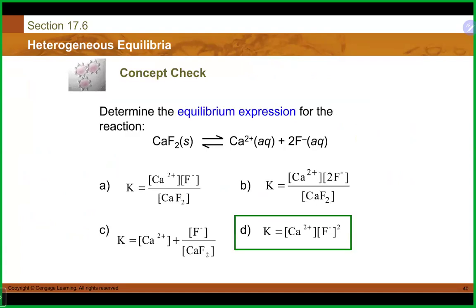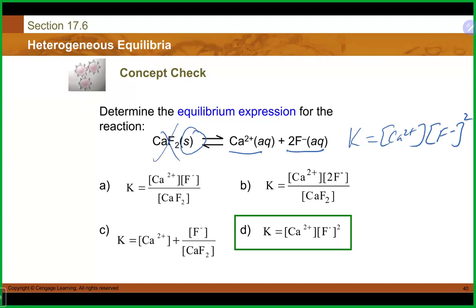So looking at this reaction, we're going to write our equilibrium expression. The products would be included. So calcium, this guy, which is aqueous, would be included, and F minus, again, squared. This guy, which is a solid, would not be included. And we would get basically the concentration of calcium times the concentration of fluoride squared.